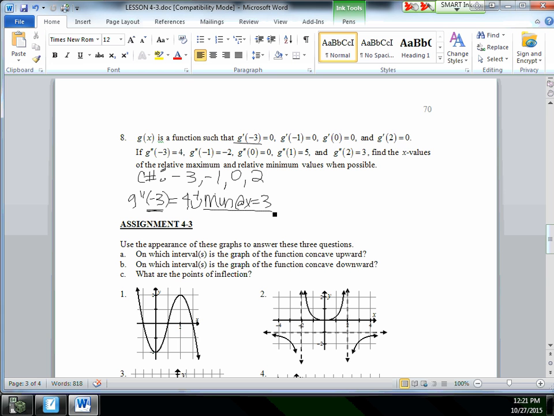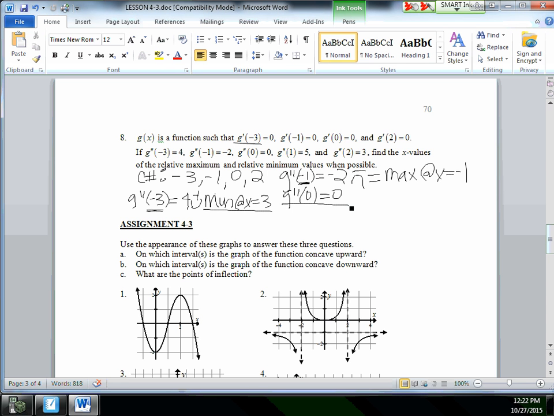Okay, so now we need to know, well, what is g double prime of negative 1? That equaled negative 2, so it's negative, so I'm frowning, which means I created a max at the x value negative 1. Okay, g double prime of 0, when we get the second derivative test to equal 0, we can't determine anything. It fails. We don't know what that is. We would need more information to determine that.